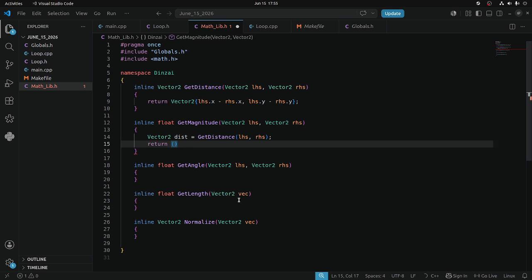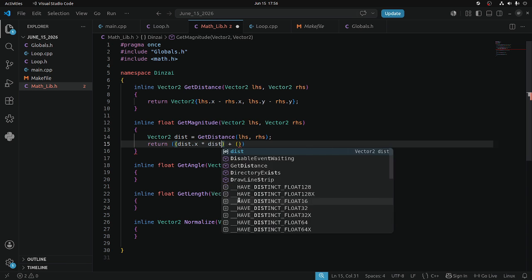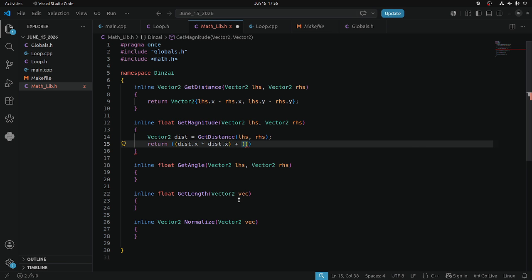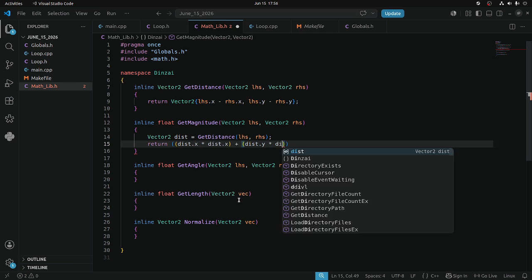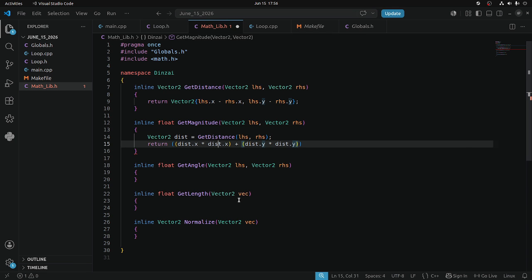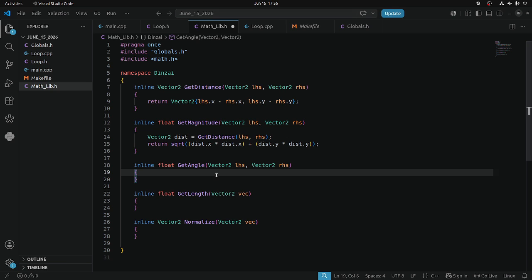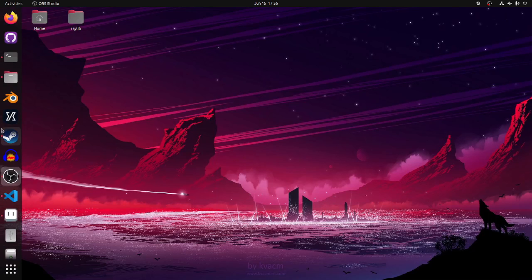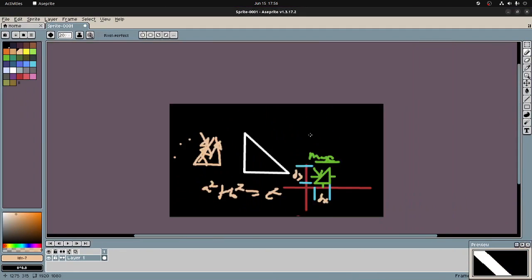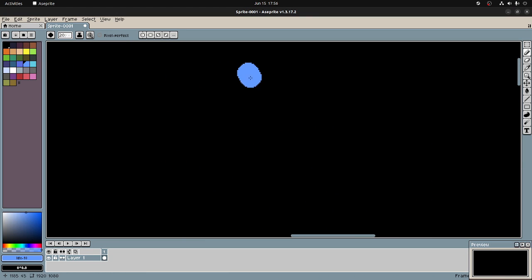But I know inside that float, we're going to be needing our dx, which again is our dist.x. And we're going to be needing our dist.y. So this is our distance here. This is our c squared. And we just need to take the root of that. And so this is our magnitude. Similarly, getting the angle. Well, okay, back in math class, guys. So let's come up here. Let's get a different color.